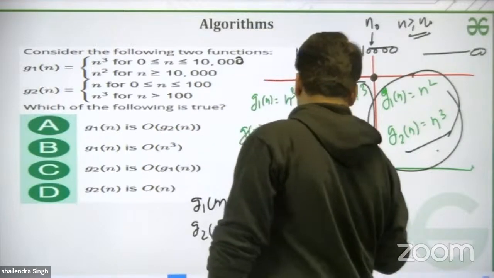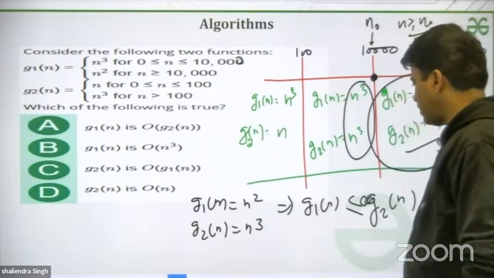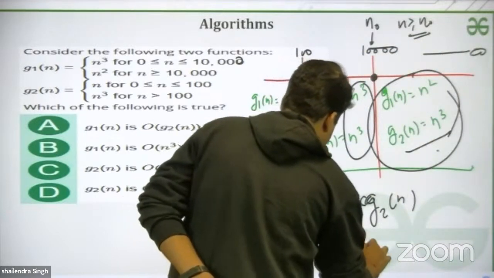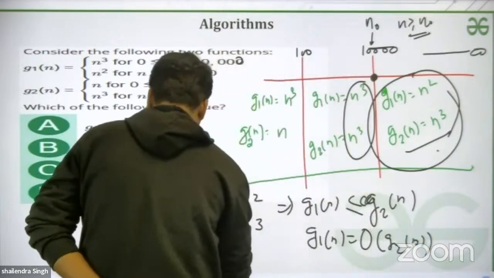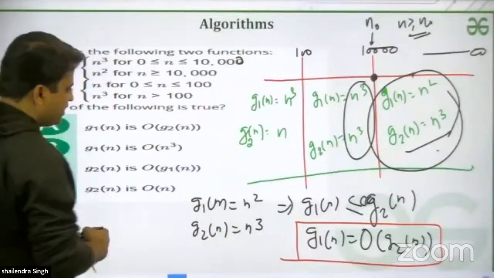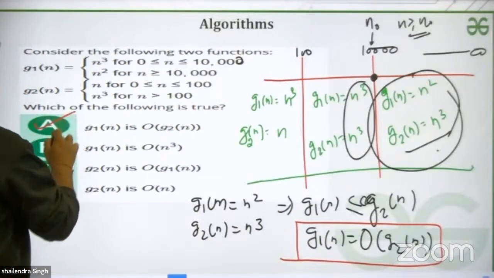So we can say G1n का G2n, this one constant C, right? So this is the definition of big O. So is there any option? G1n is order of G2n. Yes, this option is correct.